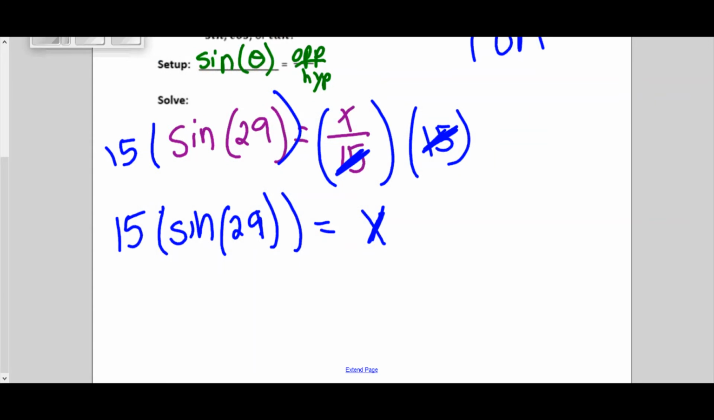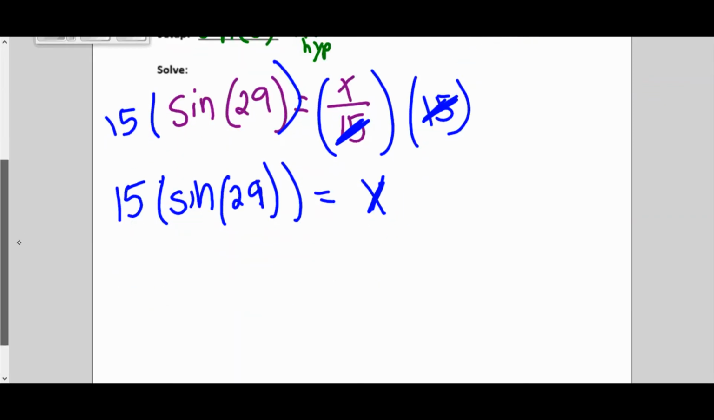The sine of 29 is just a number. You could plug that into a calculator and you would get a number. So what we're going to do is multiply 15 times the sine of 29 using the calculator so we can get an exact answer. Now we'll go ahead and open the calculator.